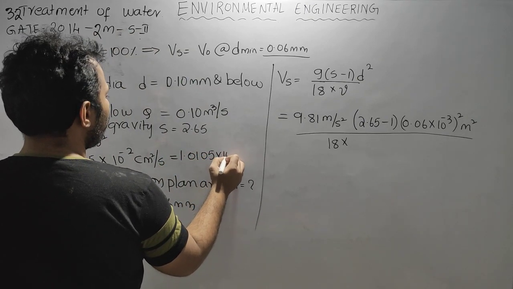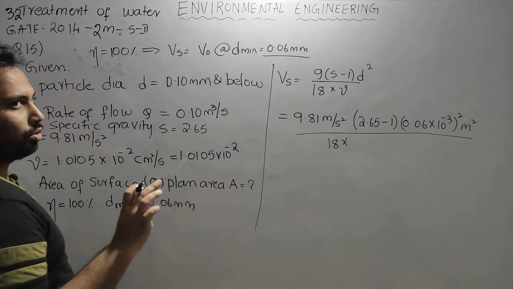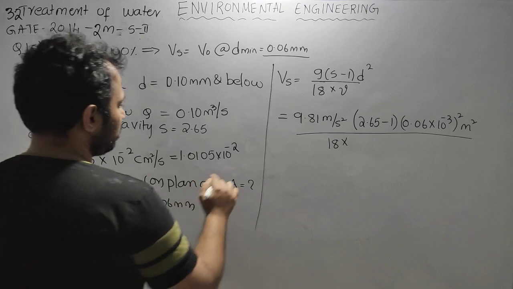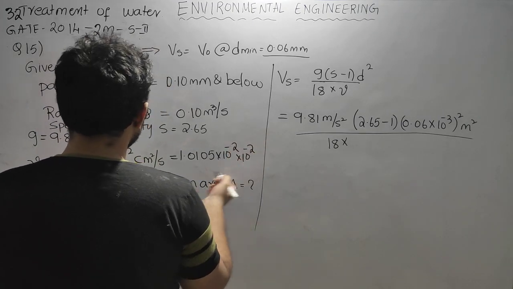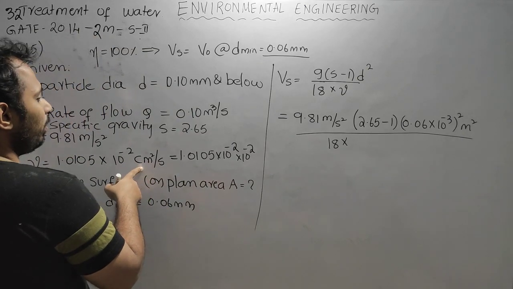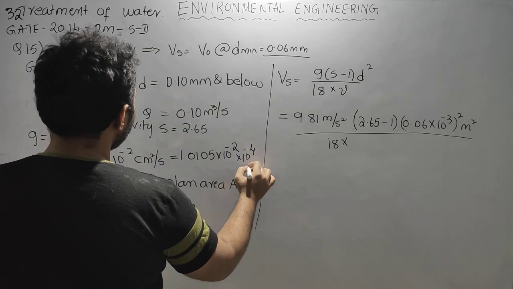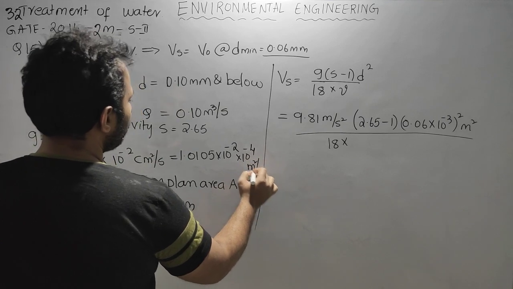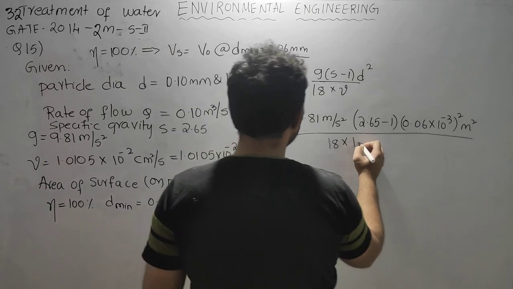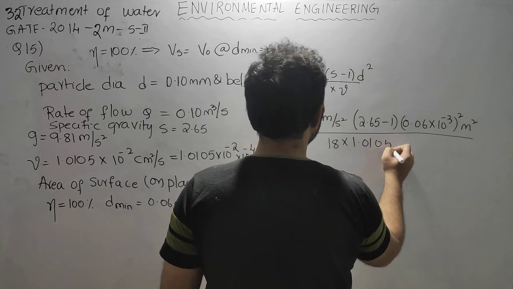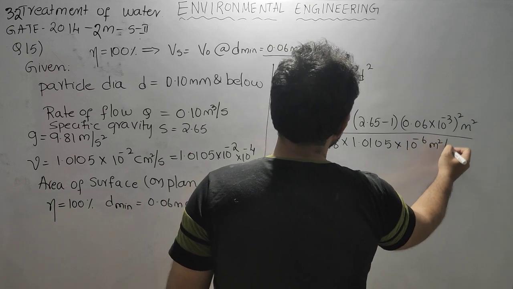1.0105 into 10 to the power of minus 2. So centimeter square means 1 centimeter is equal to 10 to the power of minus 2 meters. So 10 to the power of minus 2 into 10 to the power of minus 2. That means 2 centimeters are there. It is equal to 10 to the power of minus 4 meter square per second. So 1.0105 into 10 to the power of minus 6 meter square per second.